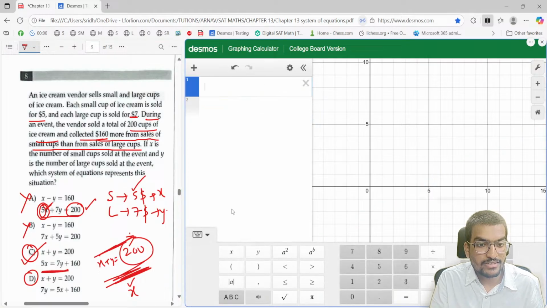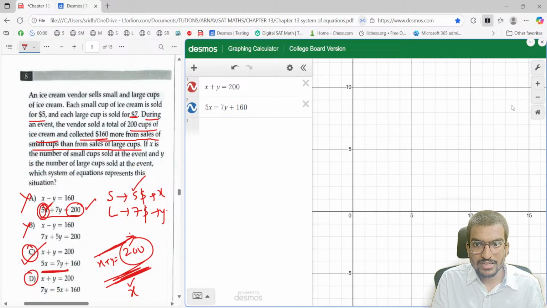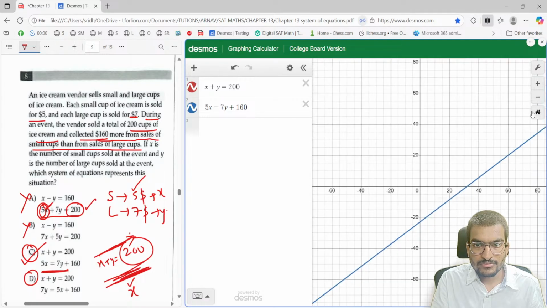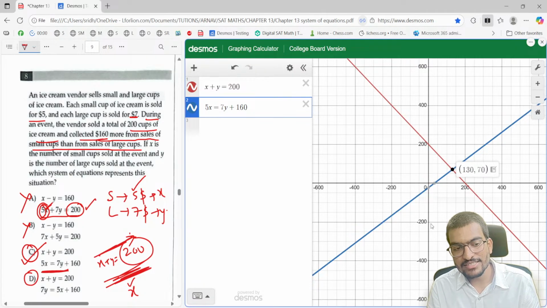let's see whether Desmos is going to help us or not. x plus y equals 200, and 5x equals 7y plus 160. So are we getting anything here? Yeah, they are meeting at a point, 130 and 70. If we solve it, we get the solution that 130 is the number of small cups and 70 is the number of large cups.